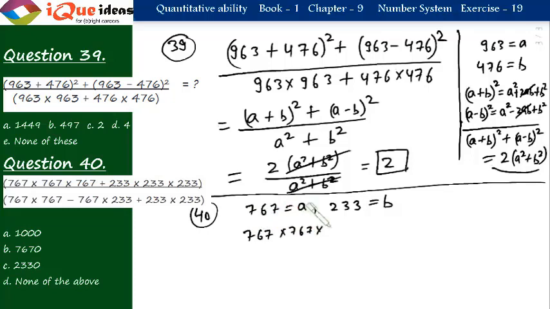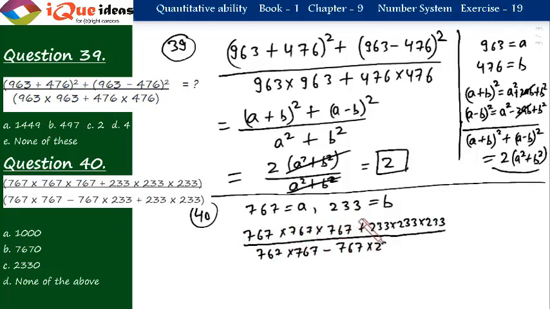Let me write the expression first. 767 into 767 into 767 plus 233 into 233 into 233, divided by 767 into 767 minus 767 into 233 plus 233 into 233. Now this can be written as A cube plus B cube, because 767 is A, so A into A into A is A cube, divided by A square minus AB plus B square.